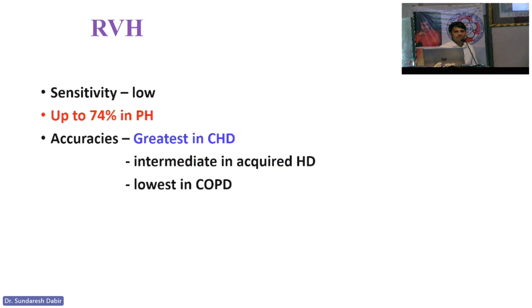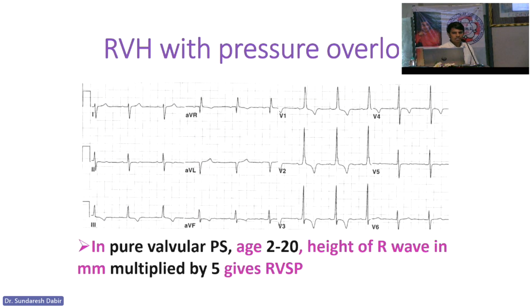So the sensitivity of RVH is very low, and in the presence of PH it is up to 74%. The accuracy is greater in congenital heart disease and lowest in COPD. RVH with pressure overload has an upright R wave in V1, associated with S depression in V1, V2, V3. This is a classical finding in PS, and to calculate RVSP, the height of the R wave in small boxes is multiplied by 5, which gives the RVSP.